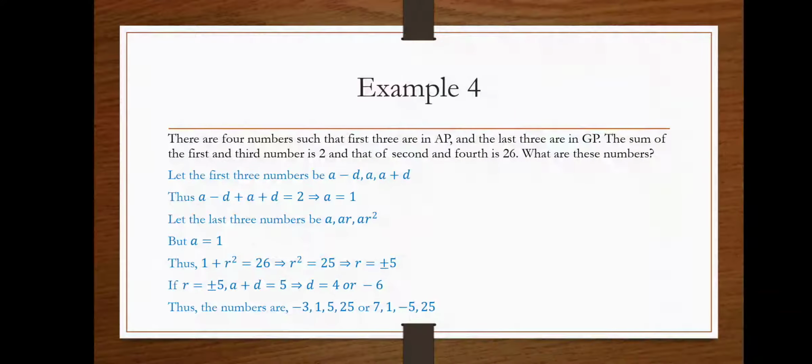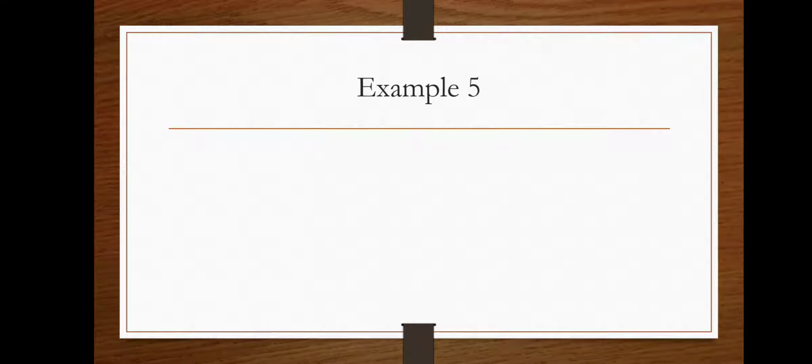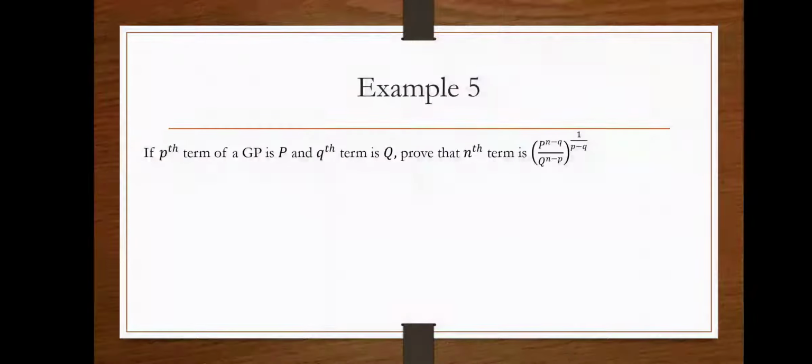Fine. Let's go to number 5, which is the last problem for this class. This is a pretty basic problem. The problem says that if the pth term of a GP is P and the qth term is capital Q, then prove that the nth term is (P to the power n minus Q by Q to the power n minus P) whole to the power 1 by P minus Q.